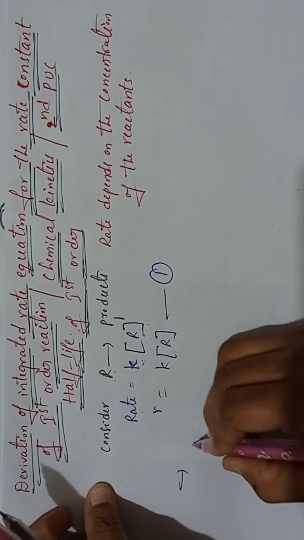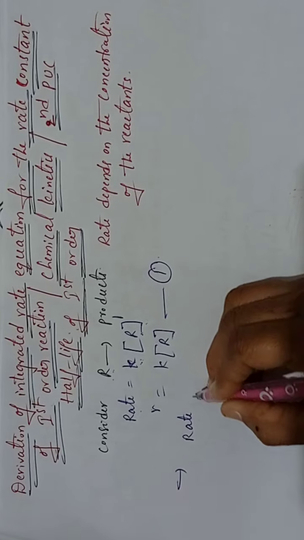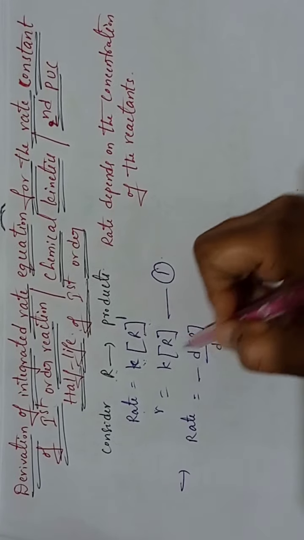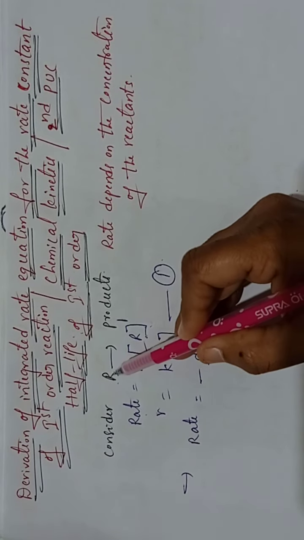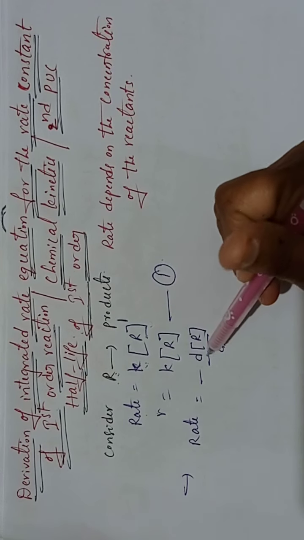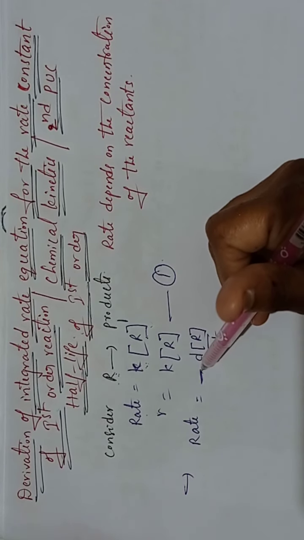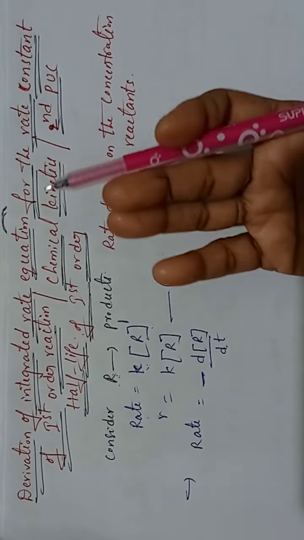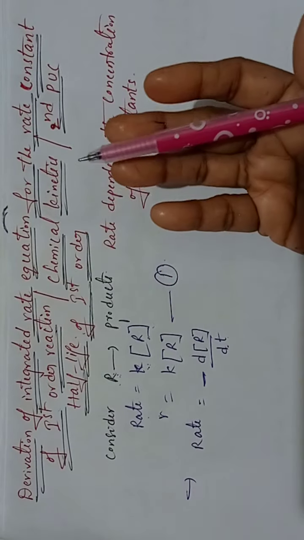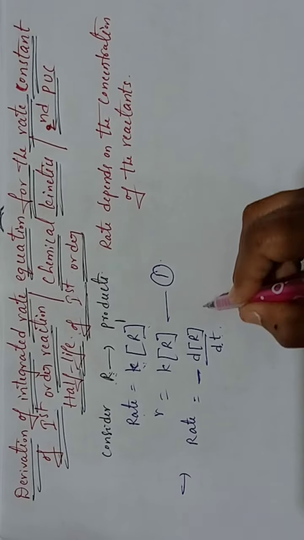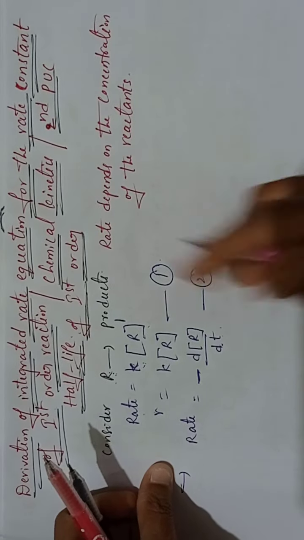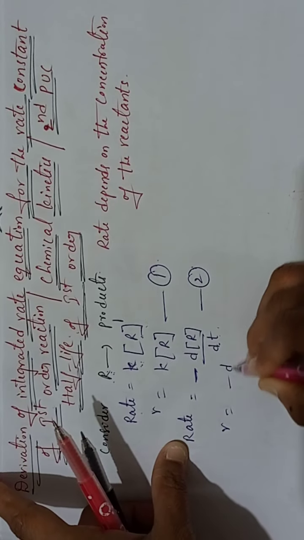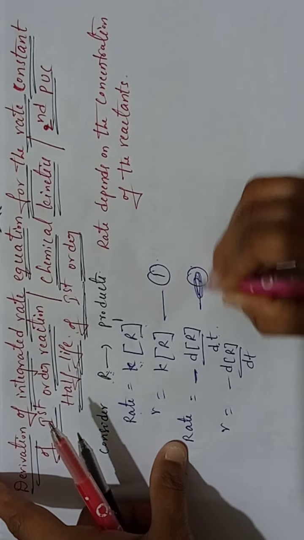Now another formula of rate. We know that rate is equal to minus dR by dt, because dR by dt is nothing but the decrease in the concentration of the reactant per change in time. d indicates a small change, and minus indicates the decrease in the concentration of the reactant. In any chemical reaction the concentration of the reactants gradually decreases and the product concentration gradually increases. So rate is equal to minus dR by dt. This is equation 2.